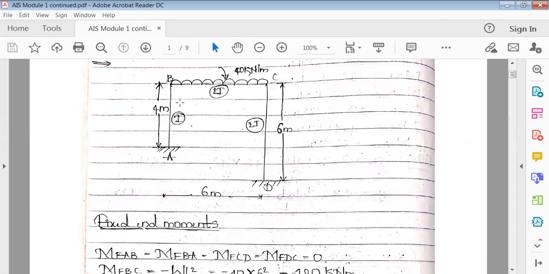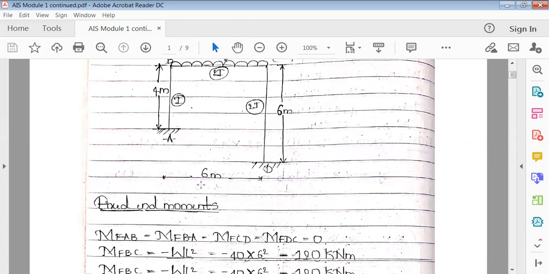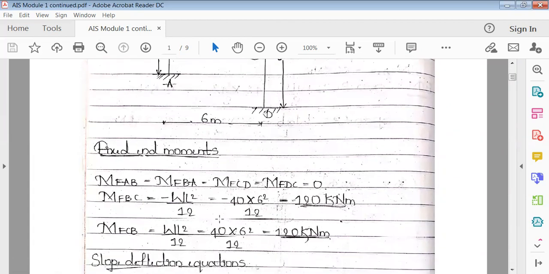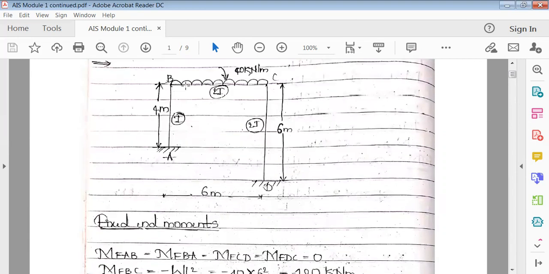Then next is MFBC. We'll calculate the fixed end moments for BC. Because it's a UDL, it is WL square by 12. So MFBC is minus WL square by 12, so it is minus 120. Then MFCB is plus WL square by 12, so it's plus 120. This is the first thing.